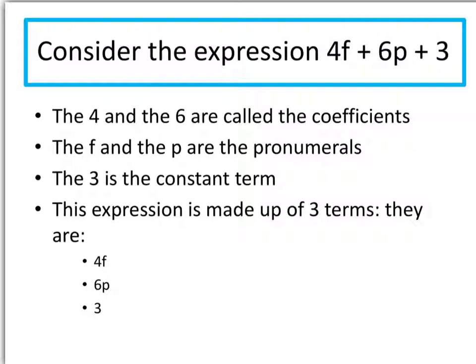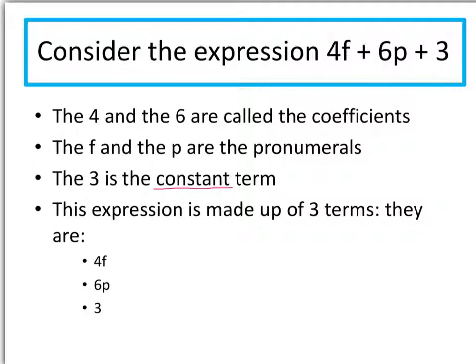So the 4 and the 6 in this expression are named the coefficients. They are the number that sticks on with the letter. And remembering that the fancy word for the letter is the pronumeral, in this expression the f and the p are the pronumerals. The 3 is the constant term. So no matter what values f and p turn out to be, the 3 will never change. That's why we think of it as being constant.